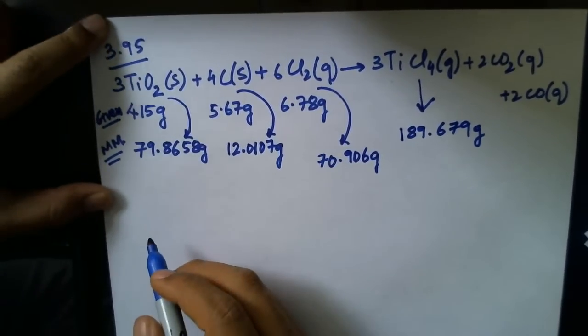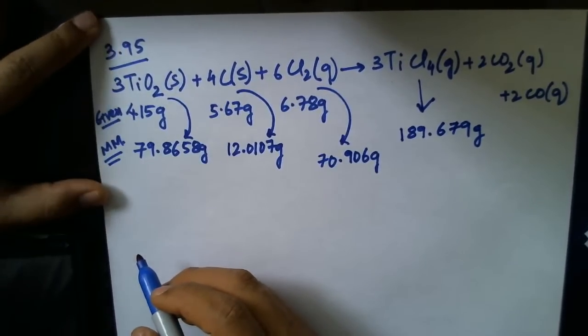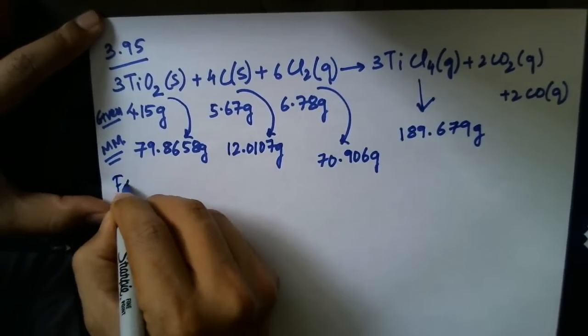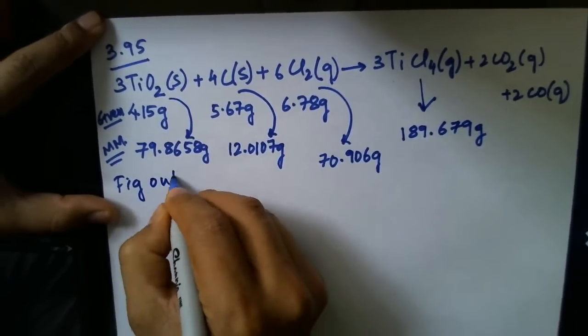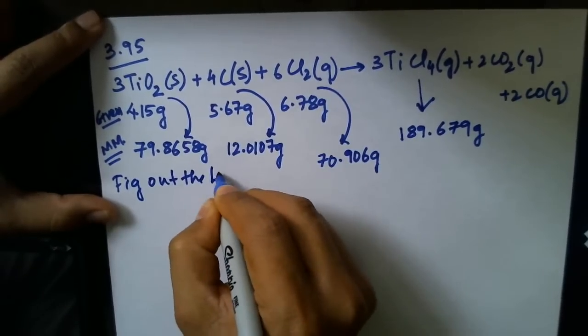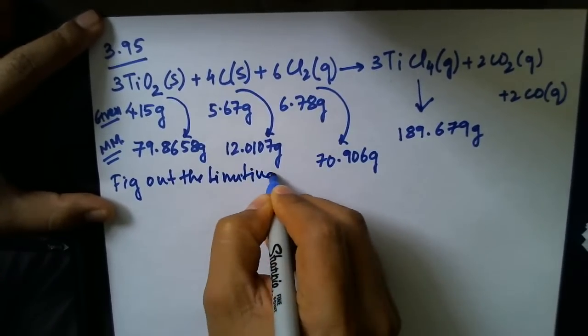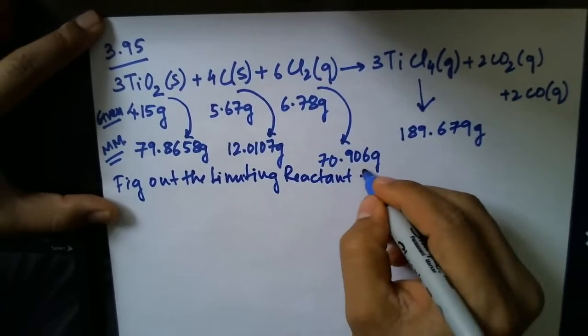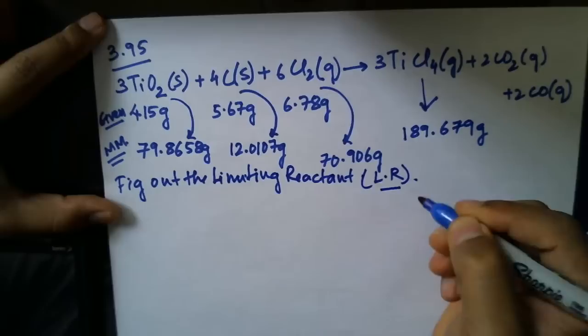Okay, so now once we calculate it, we've got to figure out which one is the limiting reactant. So now you're going to figure out the limiting reactant. So for convenience, we're going to abbreviate this as LR.